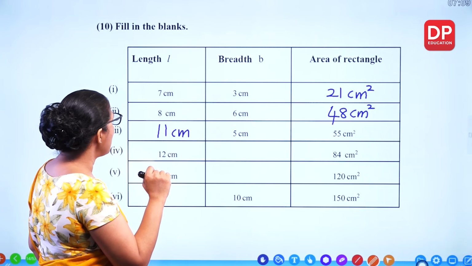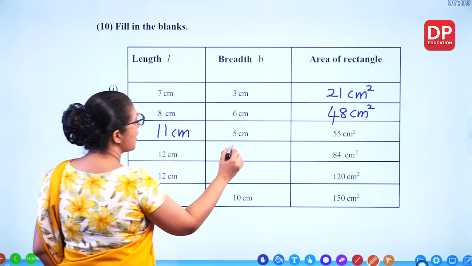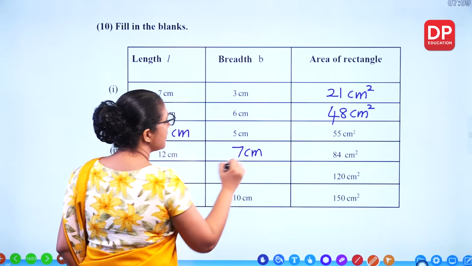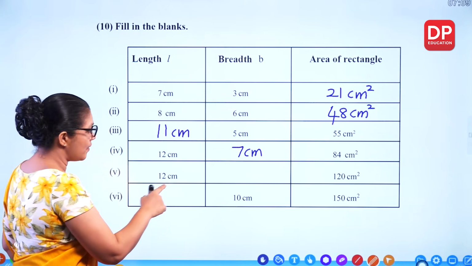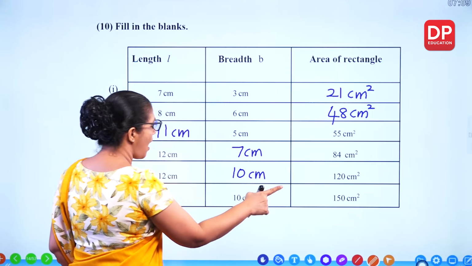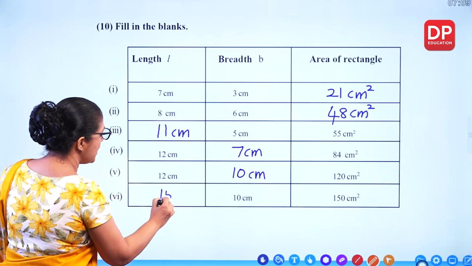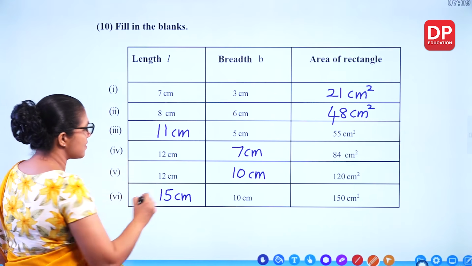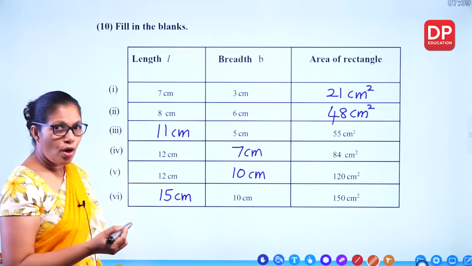What's 84 divided by 12? 7. So this becomes 7. 120 divided by 12, you get 10 centimeters. 150 divided by 10, you get 15 centimeters. So that's how we find out length, breadth or area.